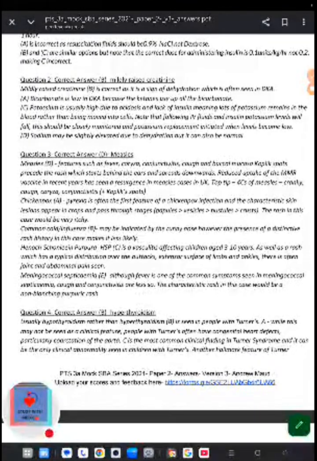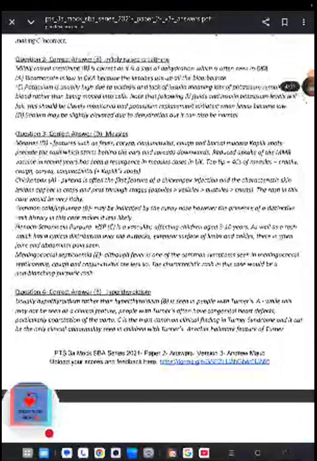So potassium levels, after giving insulin, you should monitor potassium levels because there will be a sudden drop in the potassium levels. Sodium may be slightly low due to dehydration, but it can also be normal.